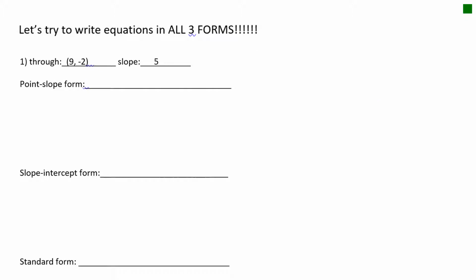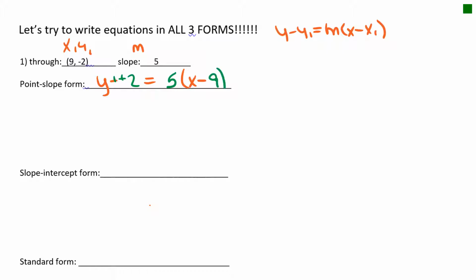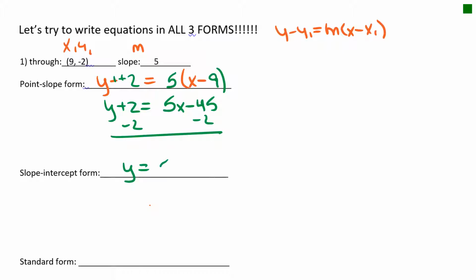All right, let's try to write the equations in all 3 forms. Woohoo! Point slope, x1, y1, and m. Point slope, y minus y1 equals m times x minus x1, the beginning of all forms. Remember, we started by writing it this way, and then we're going to fill in y1, negative 2, that's going to make that plus, positive, the slope 5, and x 9. Then we're going to manipulate that. Y plus 2 equals 5x minus 45. We're going to subtract the 2 here. So we have y equals 5x minus 47.